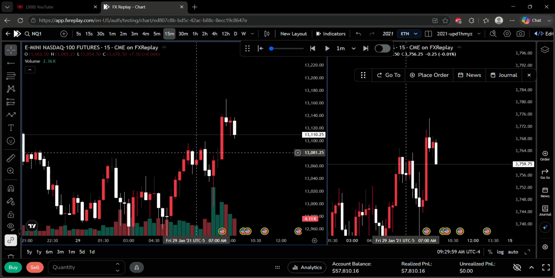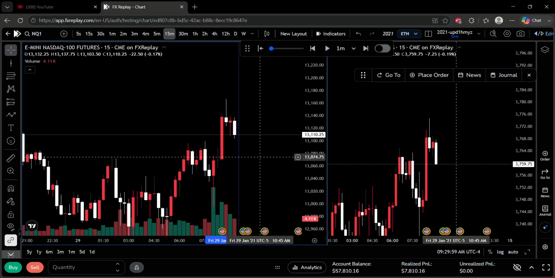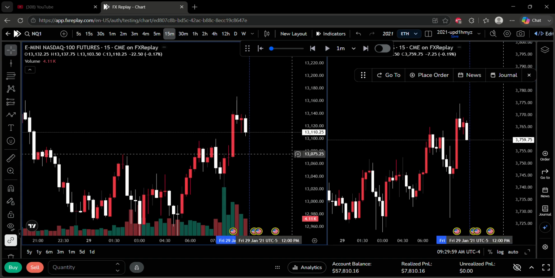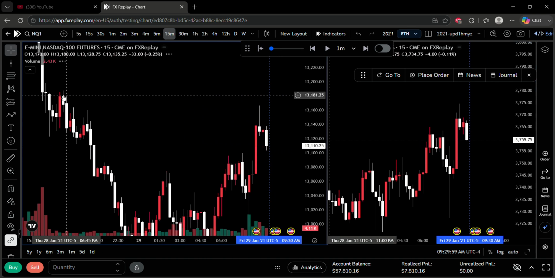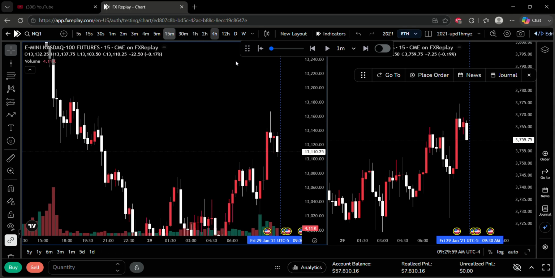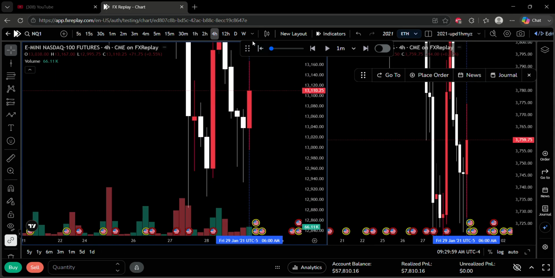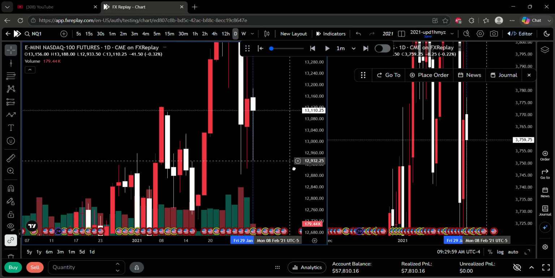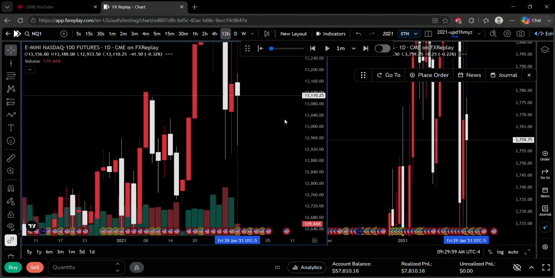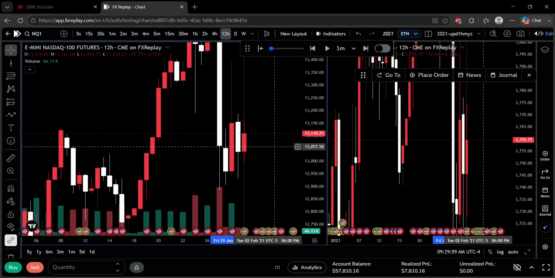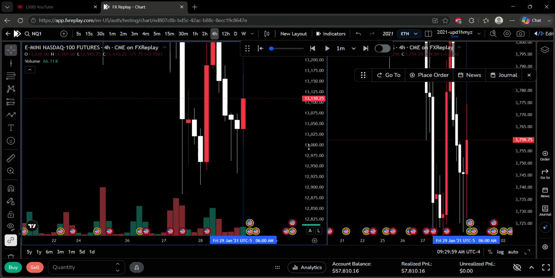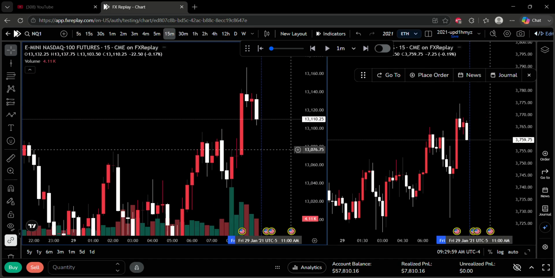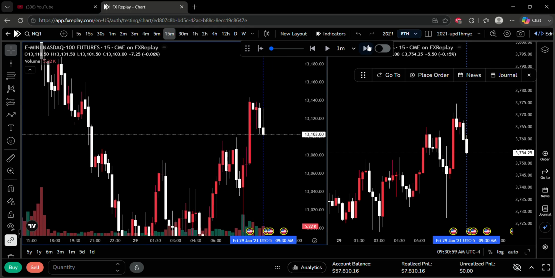Alright, true manipulation as well. ES tapped that gap as well. Let's see, we're in a 15 as well. We have these targets right here. We are in a 4-hour though, bearish. We're delivering at this 12-hour. 4-hour sponsored by 12-hour. Yeah, I'm bearish high time frame, but we'll see.